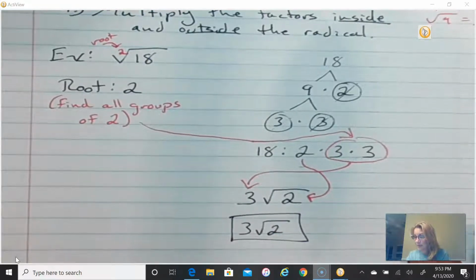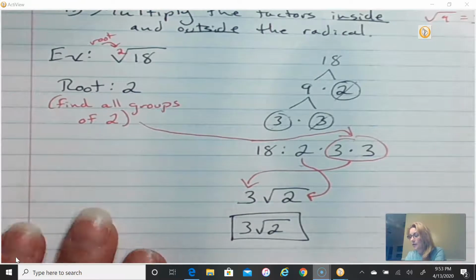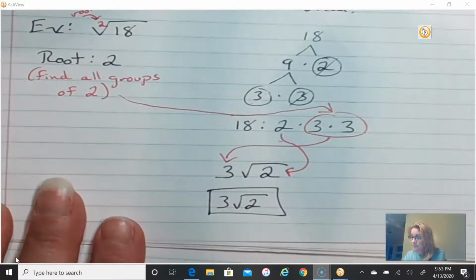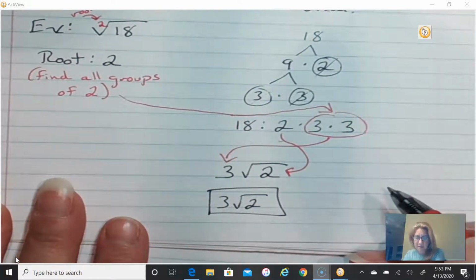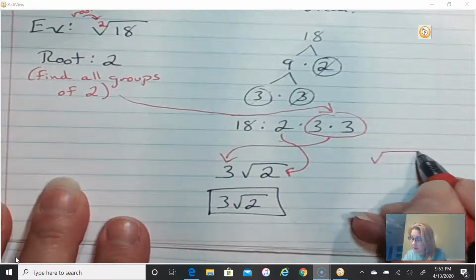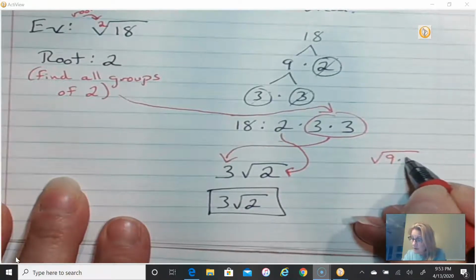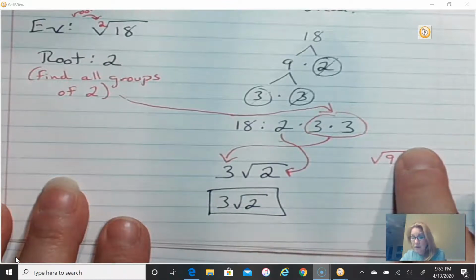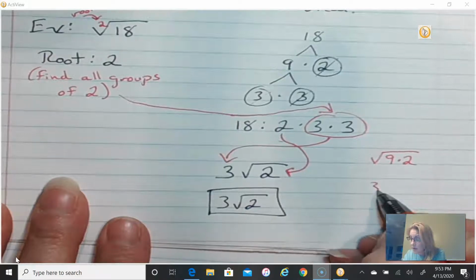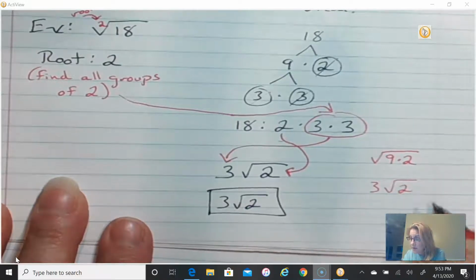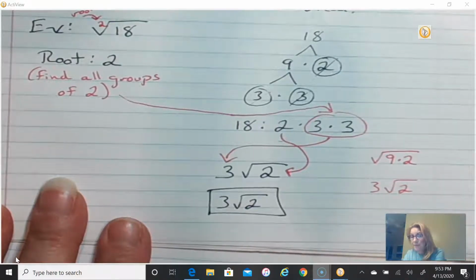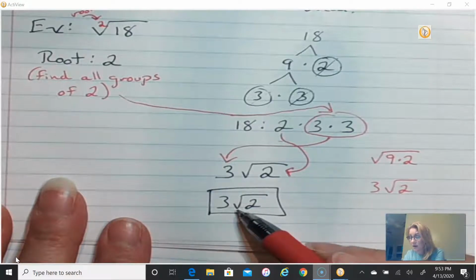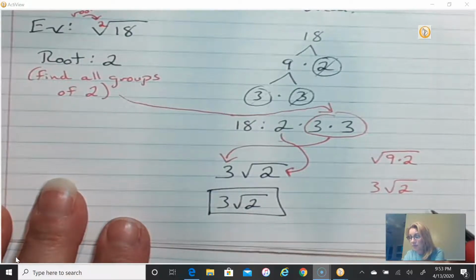Okay. Because basically what this is saying, what is 3 times 3? It's 9. Look at this. 3 times 3 is 9 times 2. Is that a perfect square? Yeah, that's 3 times square root of 2. That's how you read it. 3 times square root of 2.